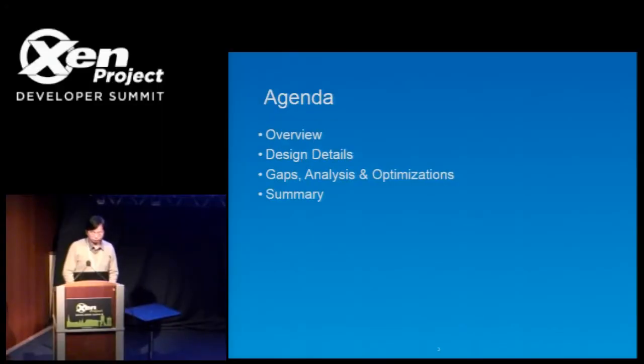Okay, this is the agenda. First, I will give an overview of what this project is and what our goal is. Then I will talk about some design details. In this way we can get almost native performance, but we still identified several gaps. So I will talk about these gaps, the analysis, and also the optimizations we have done. Finally, a summary.